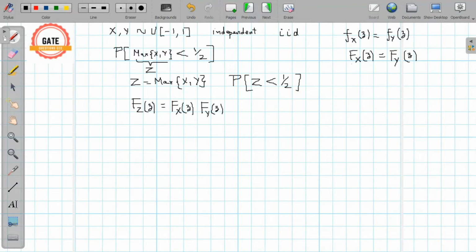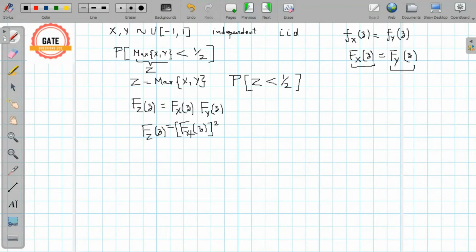And since Fx of z is equal to Fy of z, in place of this Fy we can write Fx. So this will be nothing but Fx of z raised to power 2, which is the result we derived that the CDF for the i.i.d. case is nothing but the CDF of any one random variable raised to the power of the total number of random variables. So here there are two random variables, so here it will be 2.